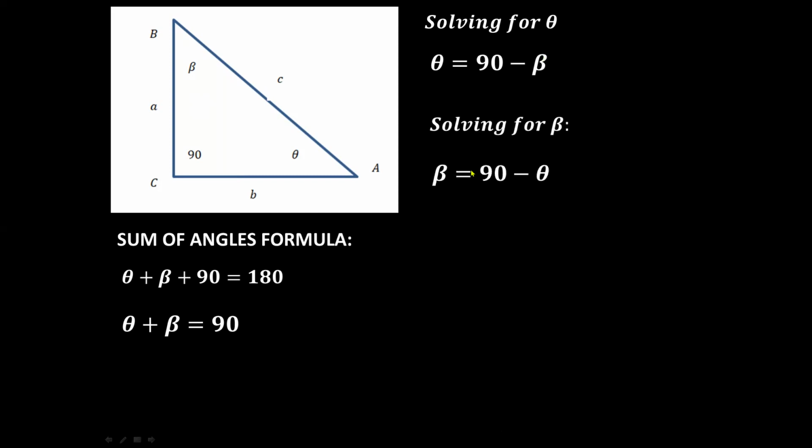Ngayon naman kapag ang inaanap natin is angle theta, simple lang yung formula. I-deduct lang natin ang angle beta sa 90 degrees. So we have angle theta is equals to 90 minus angle beta. Now kapag ang inaalam naman natin ay ang angle beta is equal to 90 degrees minus angle theta. Ang ibig sabihin niyan, ang 90 degrees pinag-aatian ng angle theta at ng angle beta.